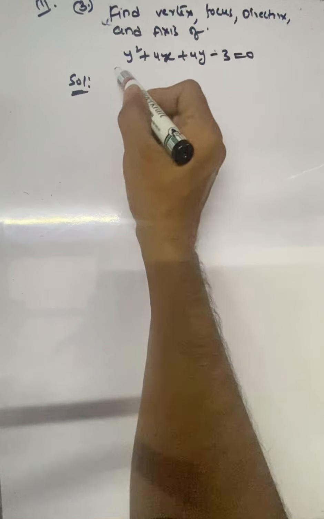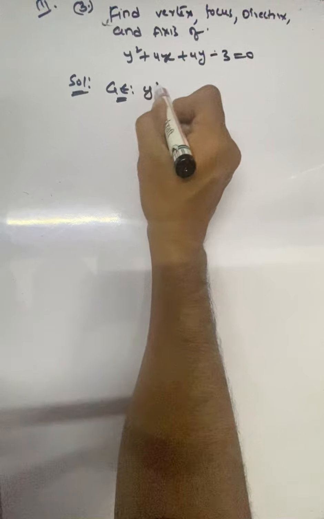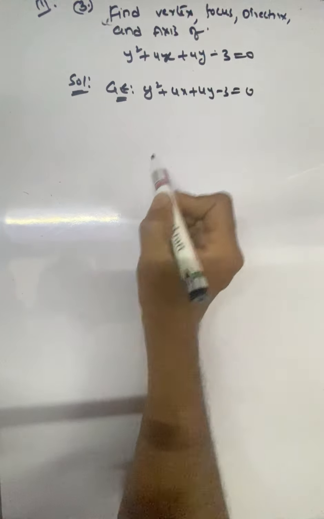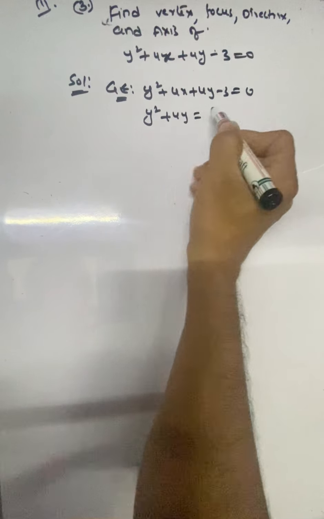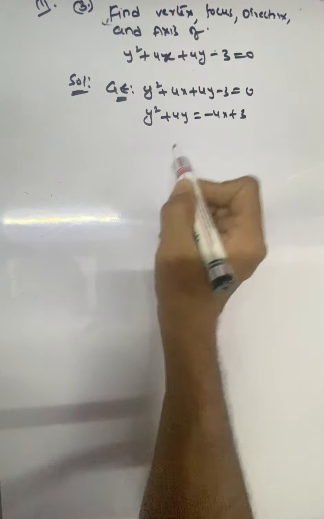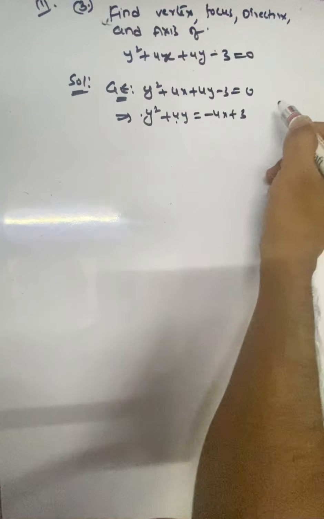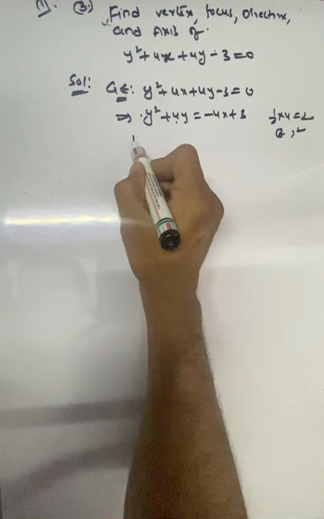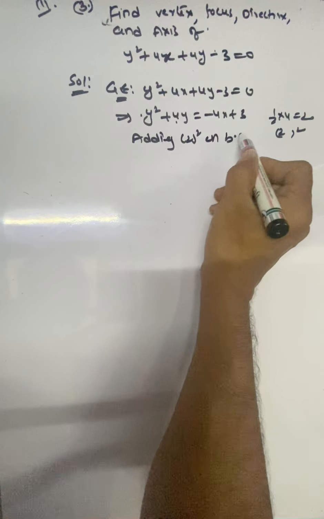Given equation. In the given equation, whatever value is there, first we'll write that. Then because square is there for y, we'll take y terms on the left side, and the x term we'll send to the right side. Now we don't find any coefficient for y square, so half of 4. Half of 4 is 2. So 2 square. Adding 2 square on both sides.